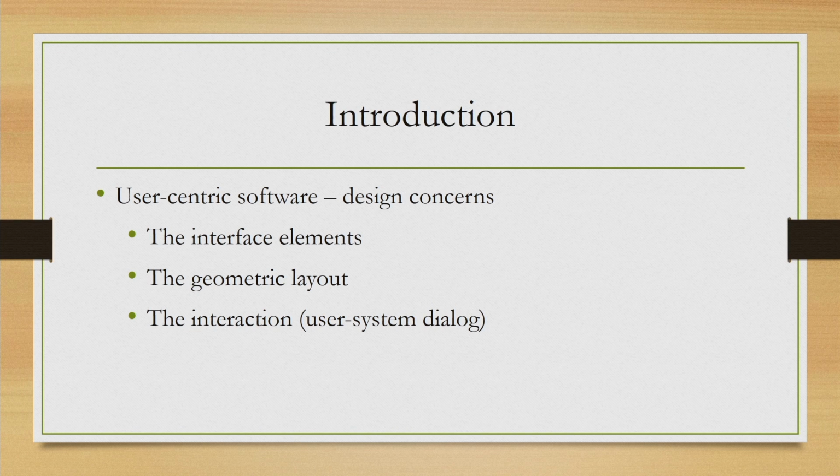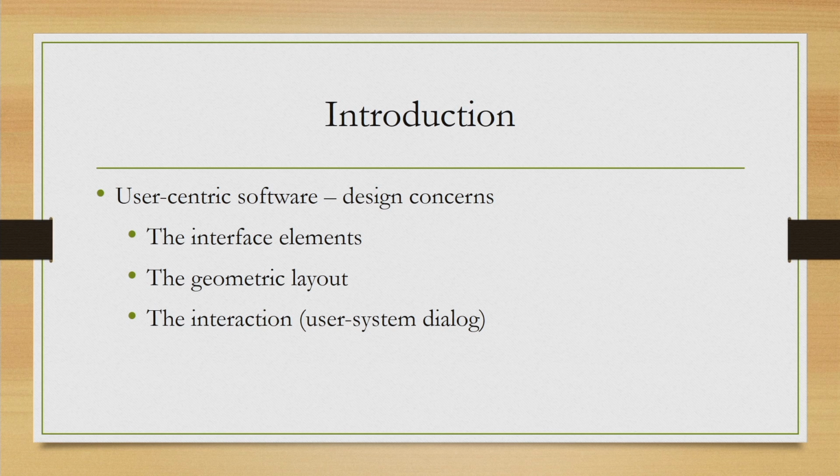So, there are three major things. One is the interface elements, one is the geometric layout, how the elements are arranged on the interface, and the third is the interaction, how to access the elements. This is also known as user system dialogue. Now, each of these three major activities is in itself a major activity.